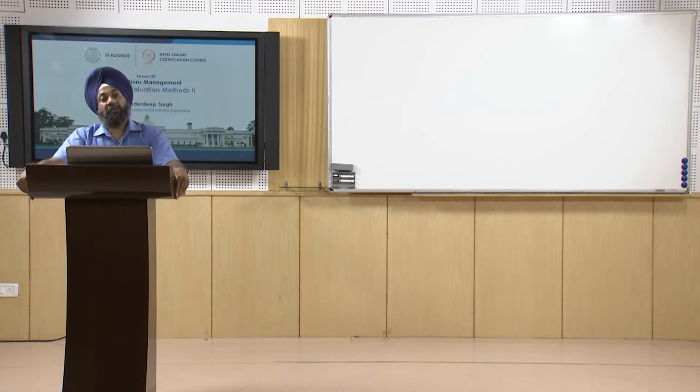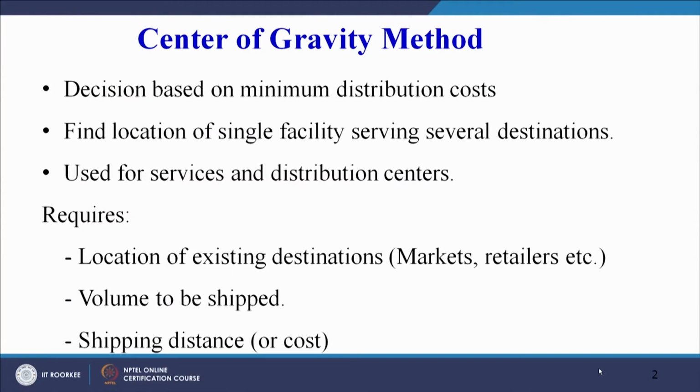The third method that we are going to cover in quantitative methods for identifying plant location is the center of gravity method. Now, here the decision is based on the minimum distribution costs.